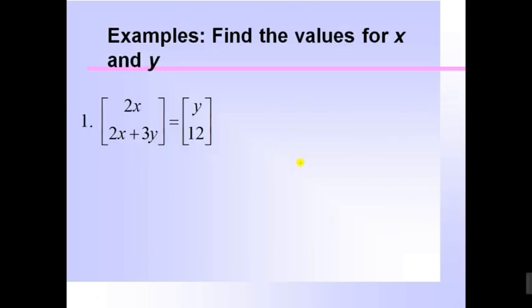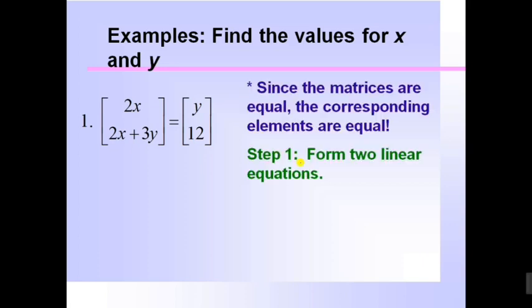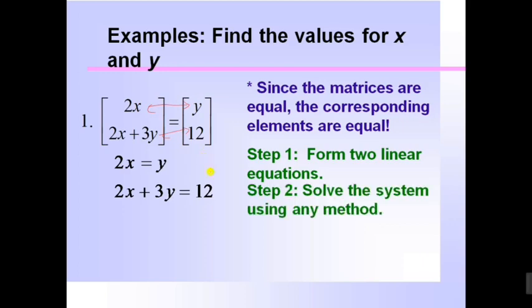Suppose I give you two matrices and ask you to find the value of x as well as the value of y. Since the matrices are equal, the corresponding elements are also equal, and in step 1 you form two linear equations. So I have formed the first linear equation, that is 2x equals y, and the second equation is this equals this, so 3x equals 12.